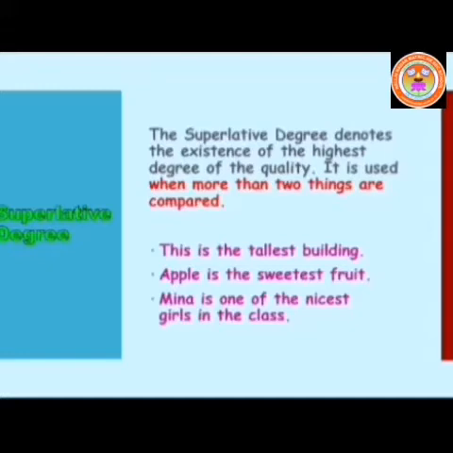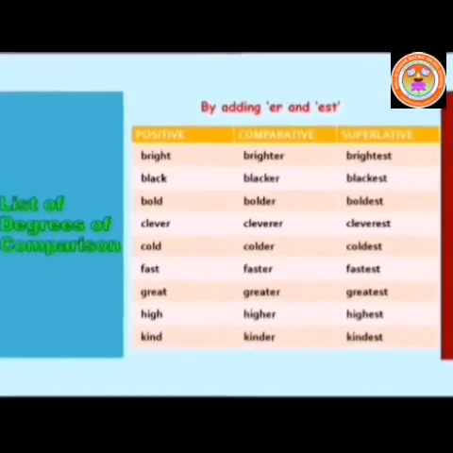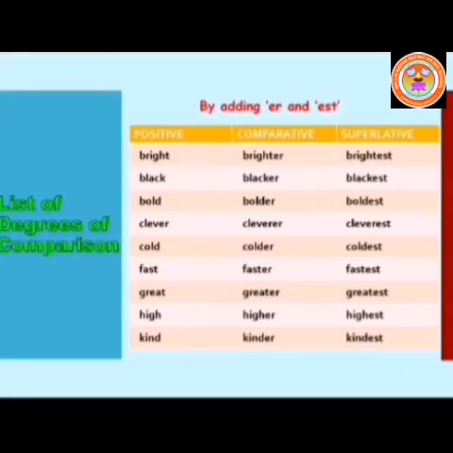In the comparative degree I told you than is the clue word. Here the is the clue word in the superlative degree. Mina is one of the nicest girls in the class, the nicest. So the will be present in all the superlative degrees. Okay children, now we can go through some of the changes. You know all these things, I can just brief it and you can go through it also.